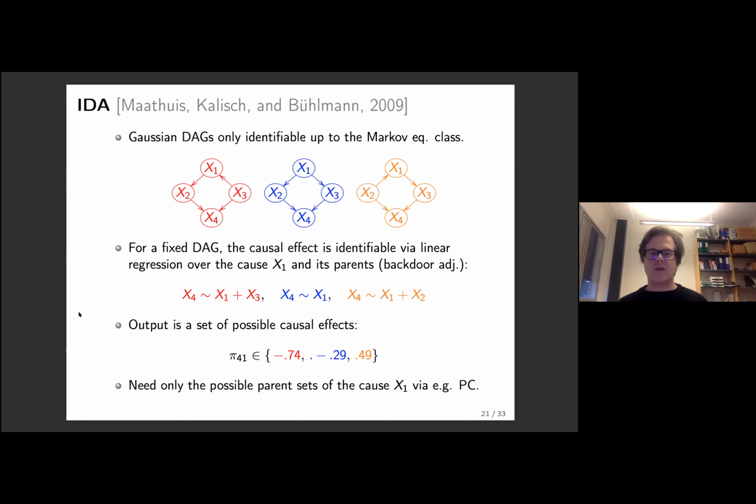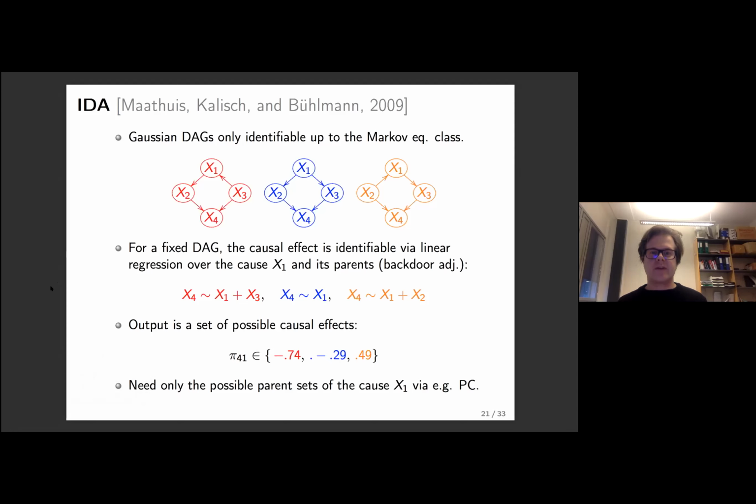And notice here that although the effect is unidentifiable, the non-identifiability is in a very particular form. So we can actually identify this set of discrete values. And with this set, we might be able to, for example, bound the causal effect. Here you can see that 0 doesn't appear in the set, so the causal effect is non-zero. On the other hand, the causal effect must be between minus 0.74 and 0.49. So it can't be too large.